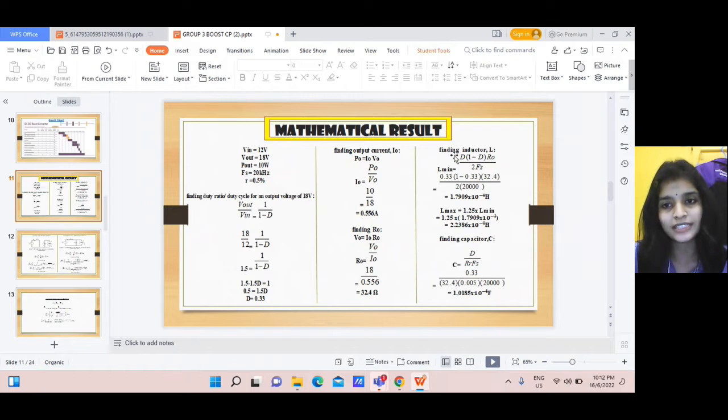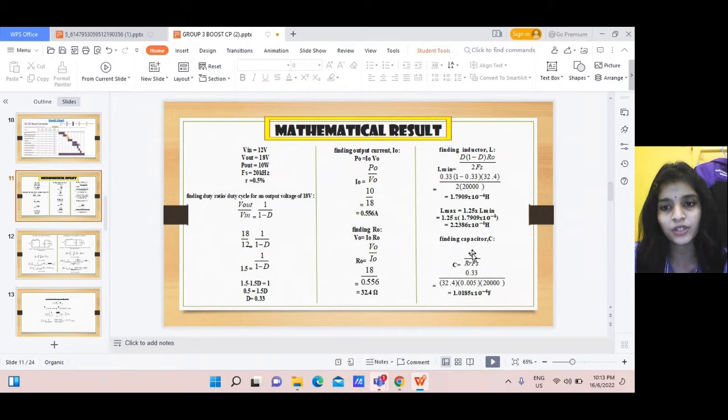And then to find the inductor, we can use this formula. There will be an inductor minimum value and a maximum value. For the simulation part later, we will use the L maximum for the converter. So L minimum will be equal to D(1 minus D)R_O over 2Fs. Substituting, we get 1.7909 times 10 to the power of negative 4 H. And then Lm will be equal to 1.25 times the L minimum. So we get 2.2386 times 10 to the power of negative 4 H.